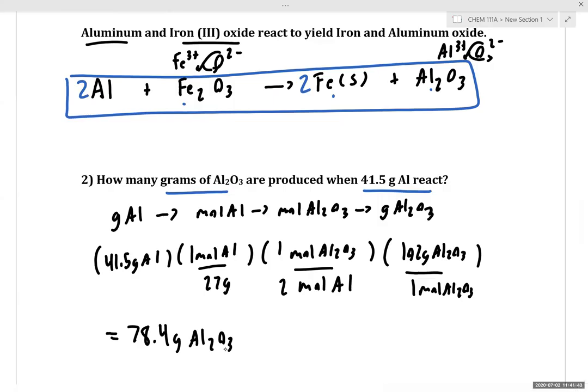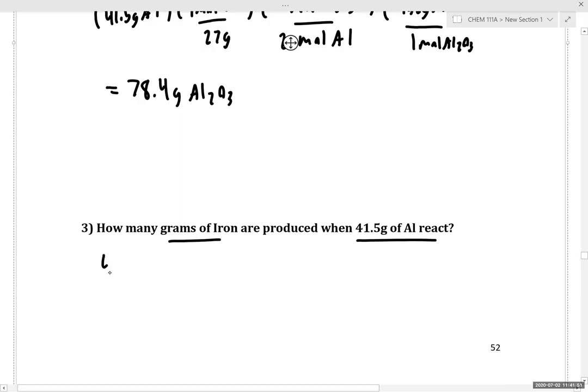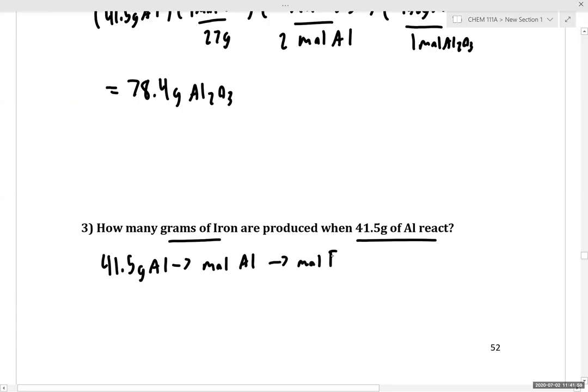Okay, let's keep going. Let's do another example. We're asked how many grams of iron are produced when 41.5 grams of aluminum react. So we have 41.5 grams of aluminum. We're going to go to moles of aluminum. Then using our equation, we'll go to moles of iron, followed by grams of iron.